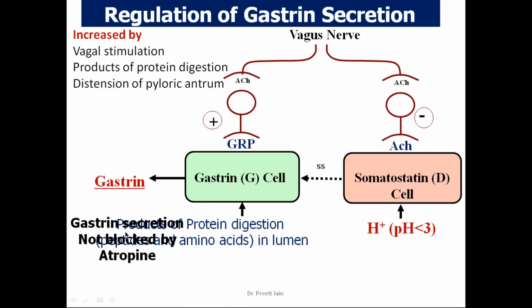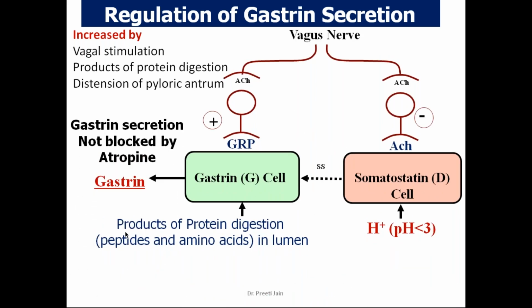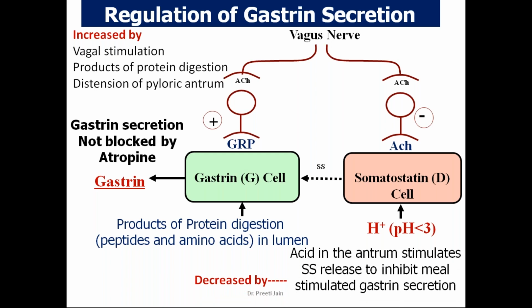Gastrin secretion is not blocked by atropine. I have given you the reason why. Okay. Gastrin secretion is inhibited by somatostatin. Somatostatin is released by D cells. So whenever the pH of the lumen goes below 3, along with that somatostatin secretion also increases, and this in turn is going to cause a decrease in the secretion of gastrin. So this is basically acting in a negative feedback manner.